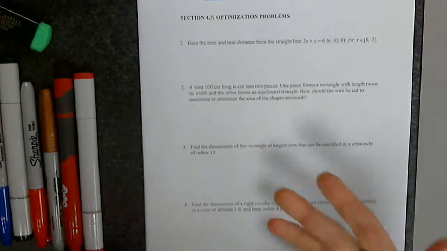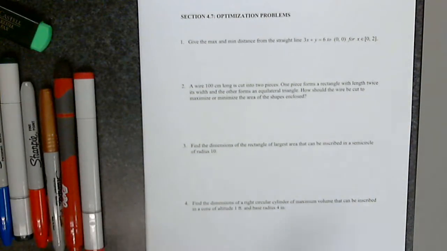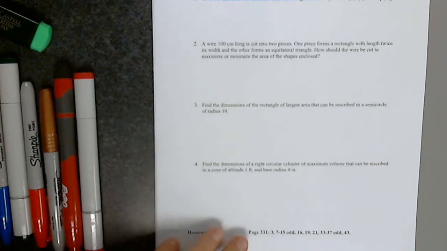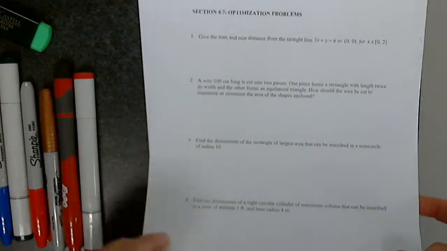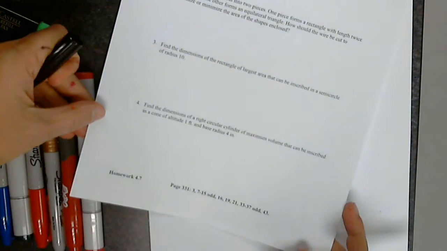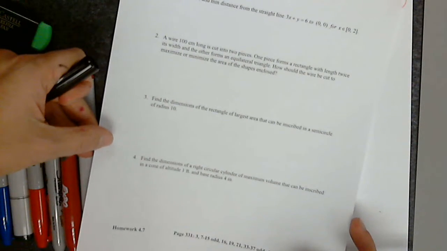So I selected 4 problems to go over. Of course, if you want to choose yourselves, you can. They are all on page 331, or we start with these. They can get involved depending on the problem, depending on what we are trying to do, and so on and so forth.